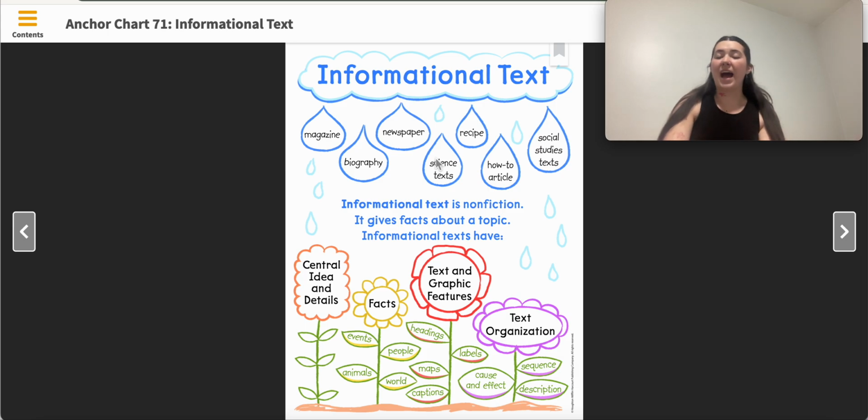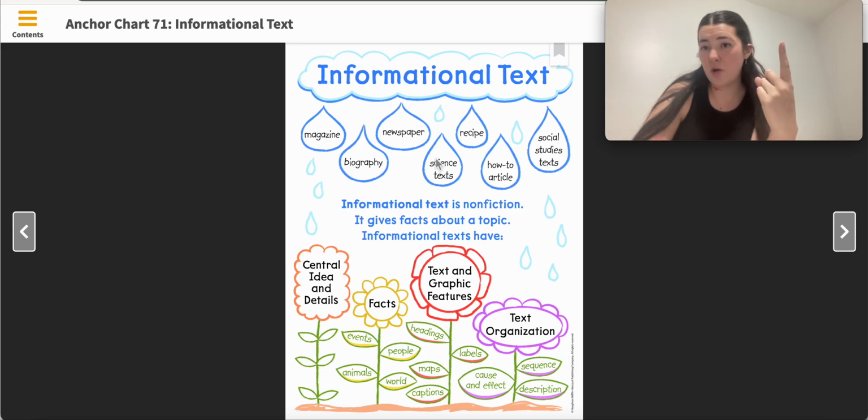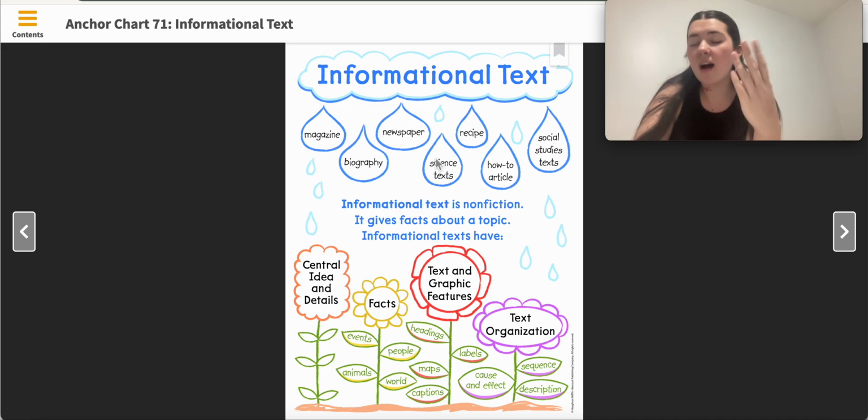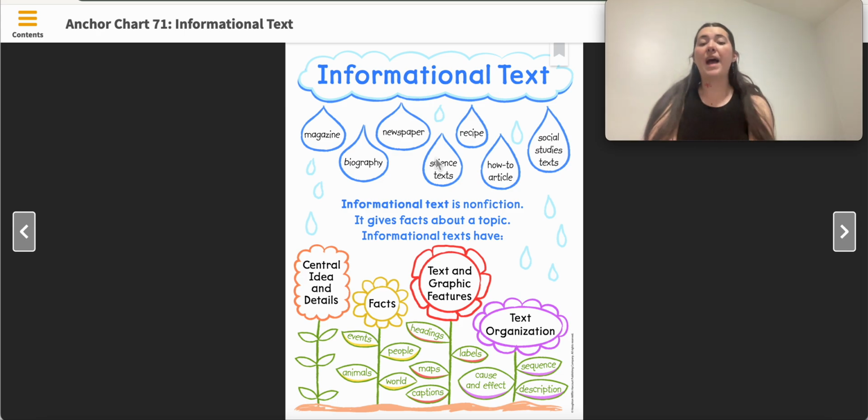So it gives facts about a topic. It taught us about soccer. It taught us the equipment you use, how you play soccer, what some of the rules are, taught about the coach, all of those things that make that story an informational text. Now, it also had a central idea which was soccer and Colette learning how to play soccer. It had facts about events.